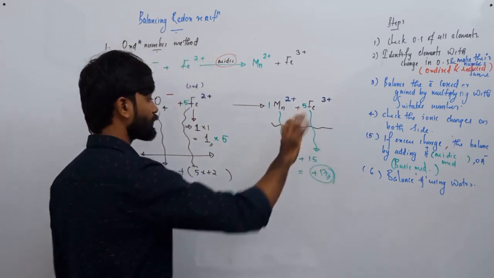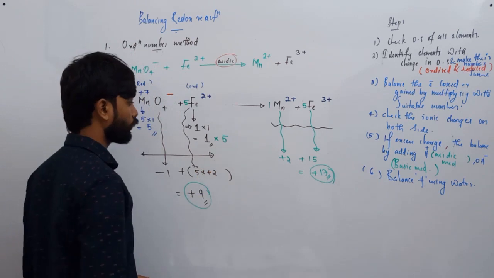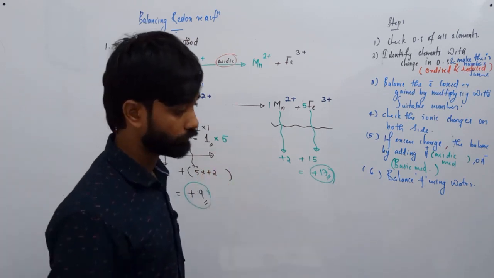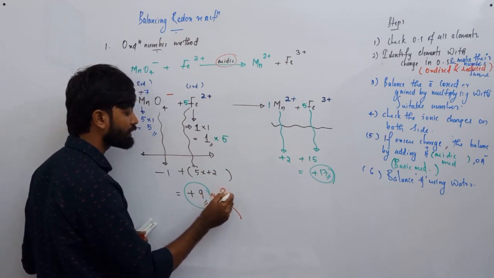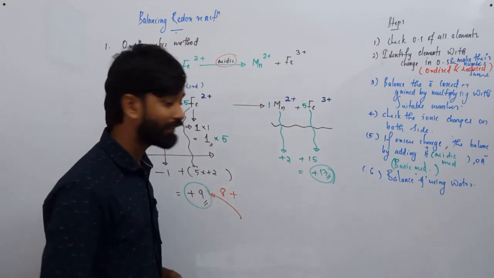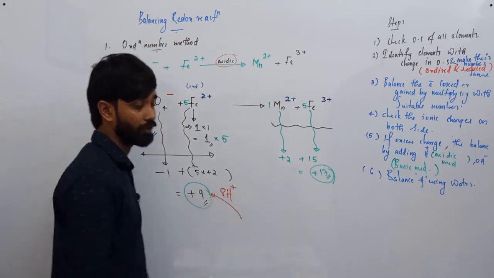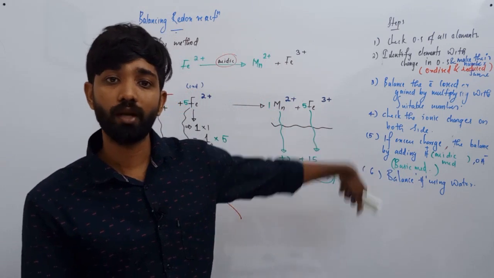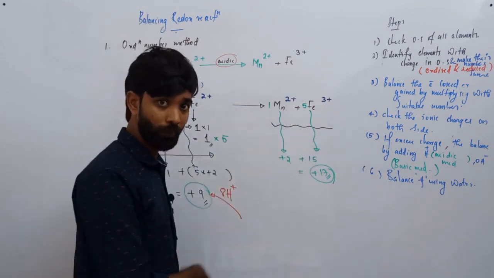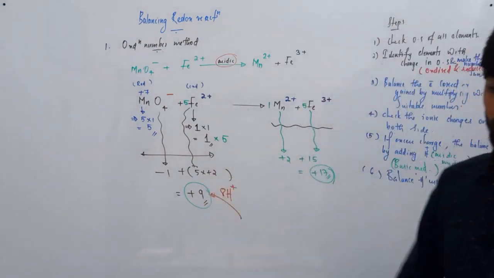So the excess charge is balanced by adding H plus or OH minus. So there is an excess positive charge of 8 in the right side. So it is balanced by adding 8 positive charge to the left side. And that positive charge is given in terms of H plus because the medium is acidic. Is it okay? We know that 8 positive charges exist in the right side, so you should give 8 positive charge to the left side.